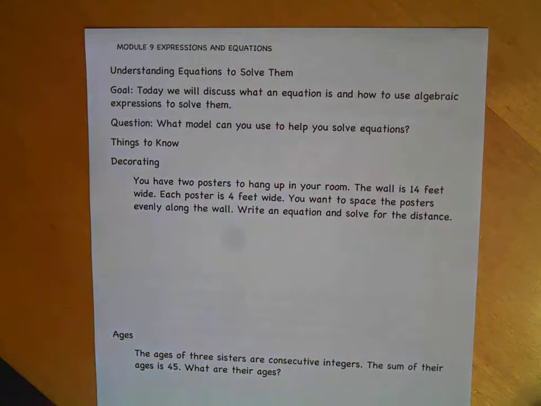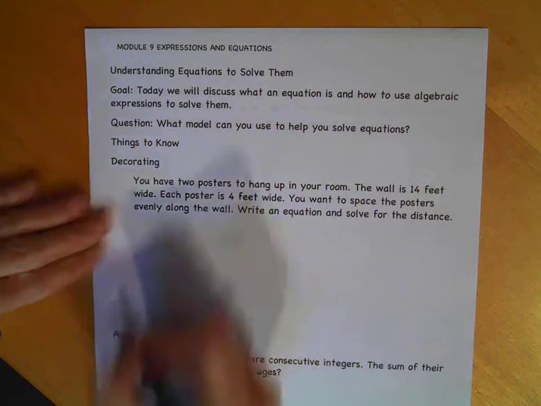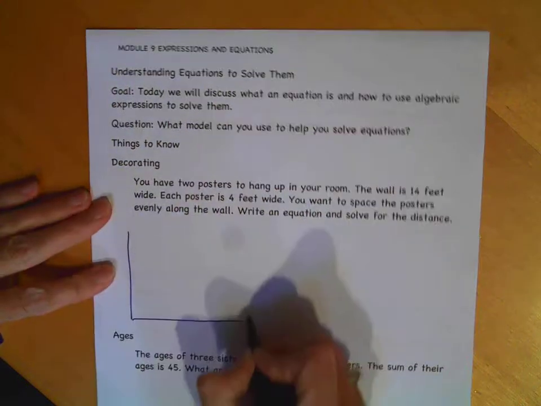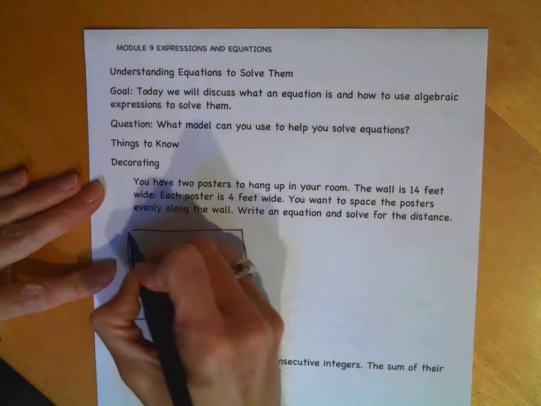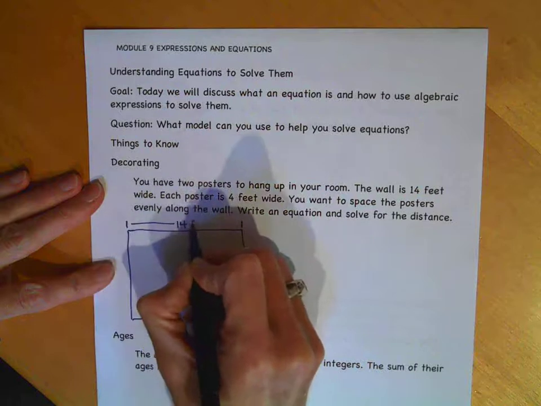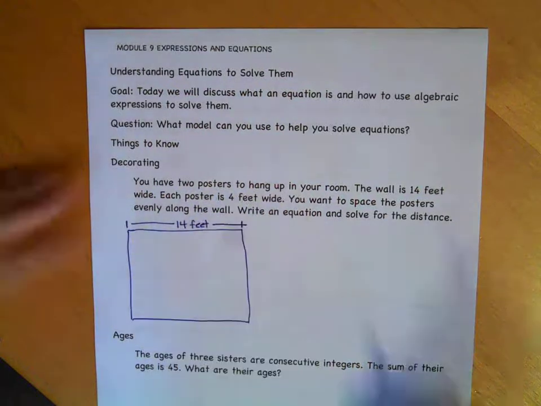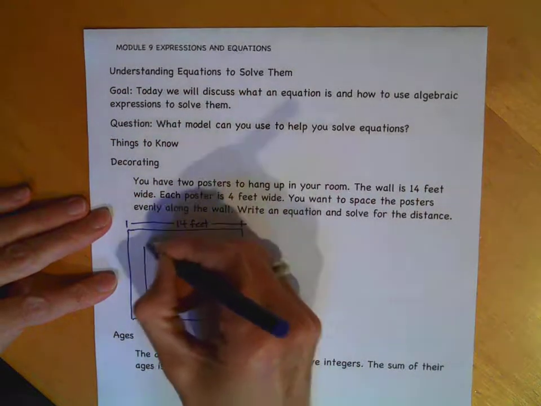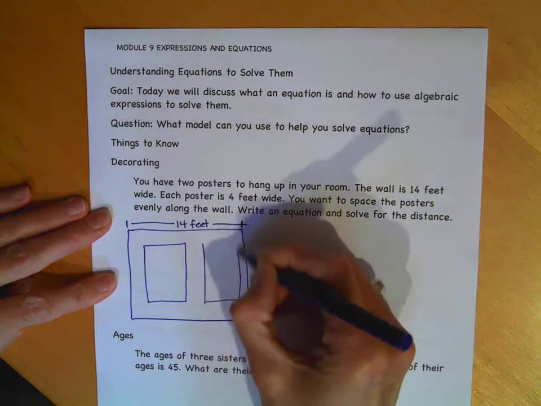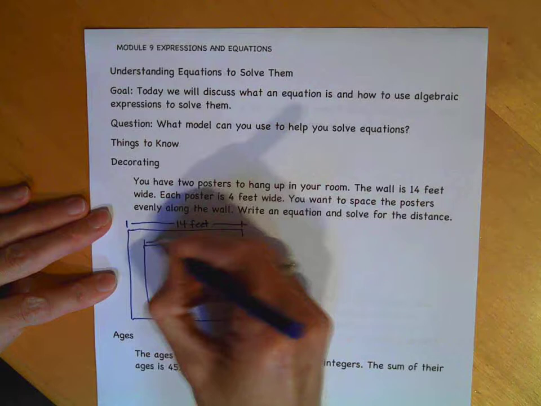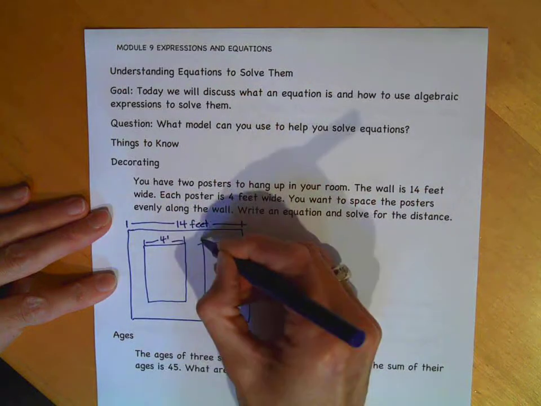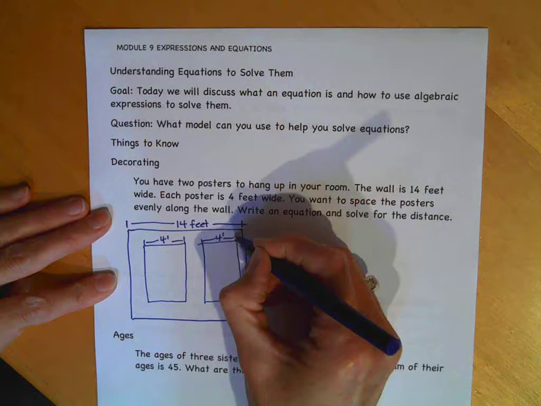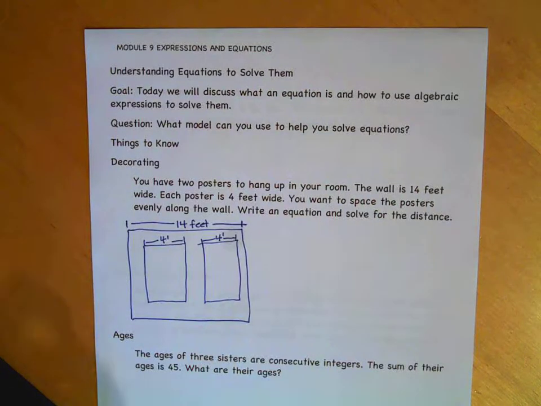So, basically what I want you to do first is let's draw a model of it. So here's the room, okay? And we know this total distance from here to here is 14 feet, okay? And then we know that each poster is 4 feet. So this is 4 feet, excuse me, and this is 4 feet. Okay? And then you have to evenly space them, evenly along the wall.